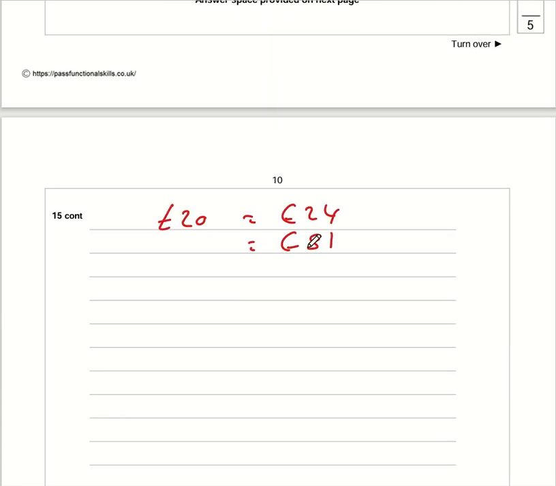Right, now if it was 42 euros, that would be nice and easy. That would be double 24, so the equivalent would be double 20. Now the question is, how many times greater is 81 than 24? Well, that's not very obvious. If you're trying to work out how many times 81 is bigger than 24, you need to divide 81 by 24. 81 divided by 24 is 3.375. So what that means is 24 multiplied by 3.375 is 81.